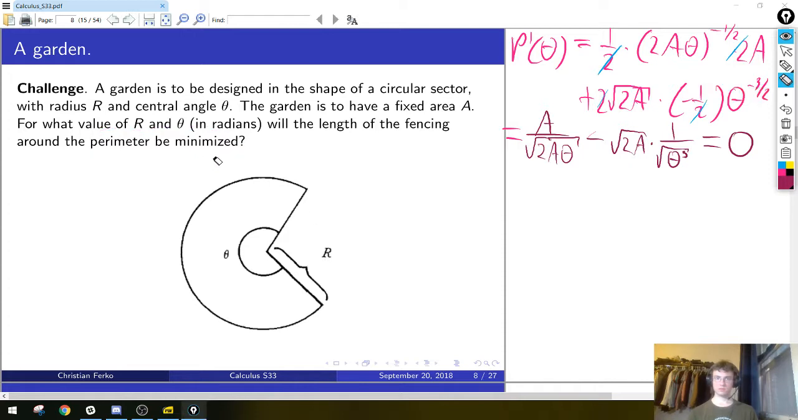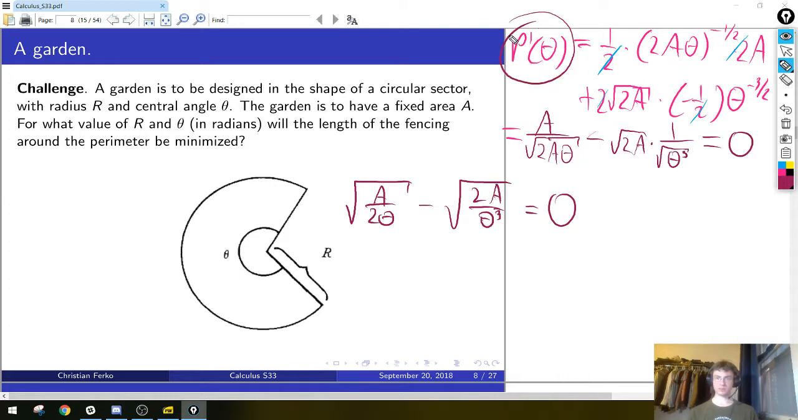Could you restate the question? Sure. If we're trying to solve this bottom equation, I'll rewrite it with some algebra. This will be square root of a over 2 theta, that's the first term. I'm just moving the a upstairs into the square root, minus square root of 2a over theta cubed equals 0. We're trying to solve for the critical points, the place where this derivative is 0, so I'm putting a 0 on the right side.